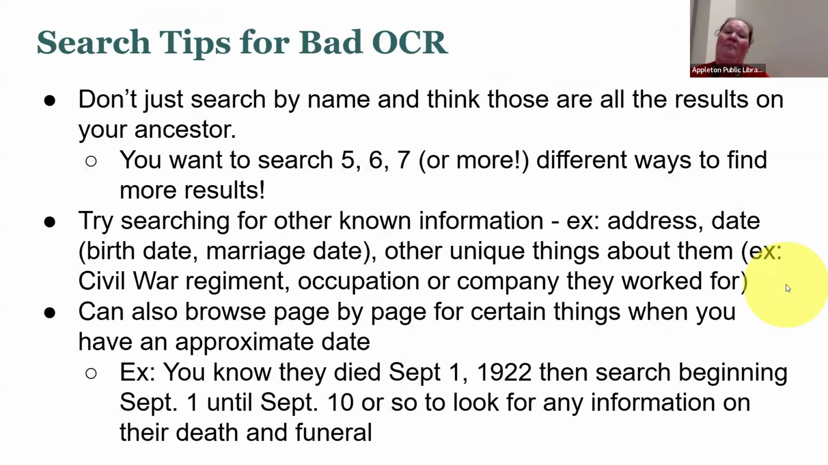So to combat that bad OCR, I recommend you don't just search for the name of the person. Of course, all the demonstrations I did today were just names because that's what's easiest. But think about other ways to search for your ancestor. You maybe want to search 5, 6, 7 or more different ways to find more results. Think about searching their address or their birth date or a marriage date or another unique thing about them, like what Civil War regiment they were part of or what company they worked for.